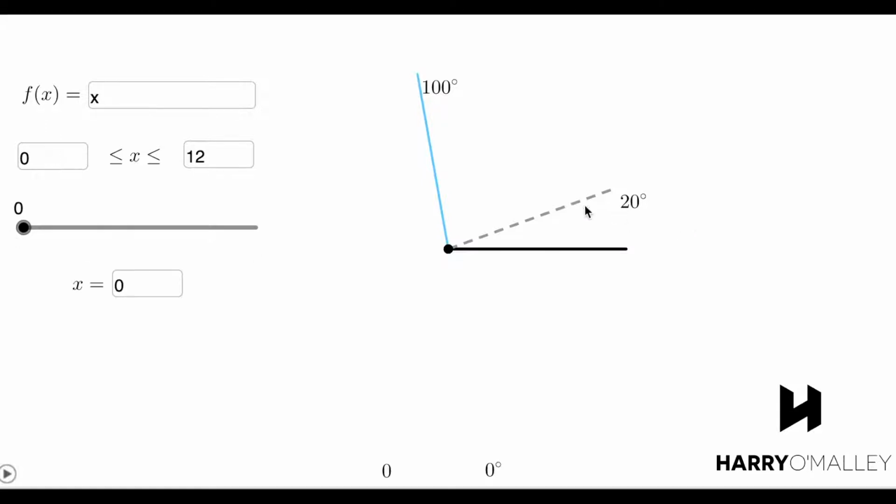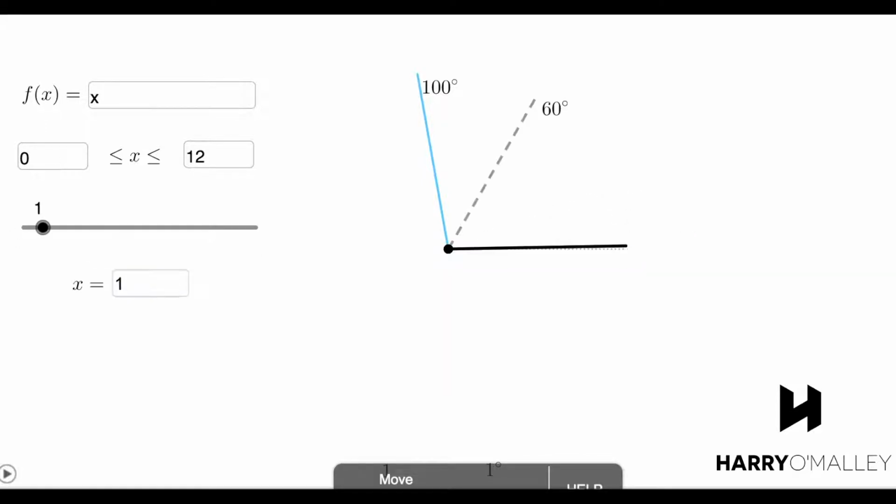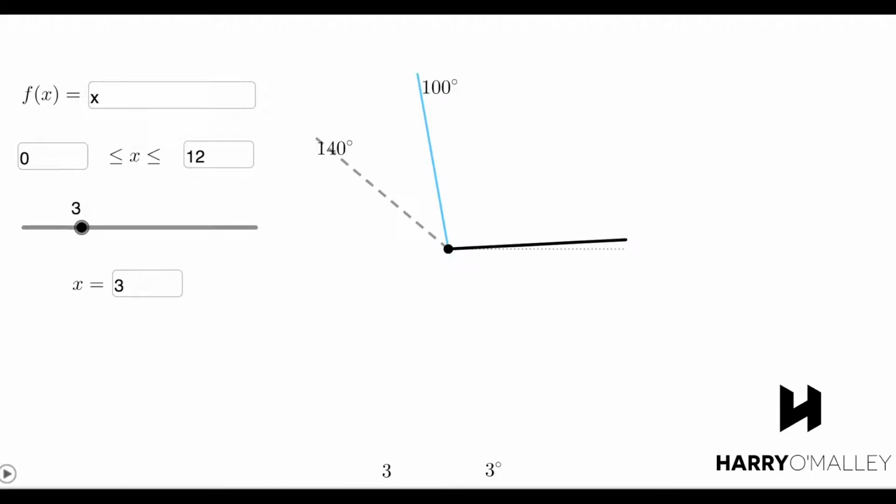So it starts at 20, and then if I go to 1, it goes up to 60. Then if I go to 2, it goes up to 100. Up there, it goes up to 140. What I can tell is this starts at 20 and goes up by 40 every time the time goes up by 1 second or 1 hour. So it is 40x plus 20, and now that snaps into place.